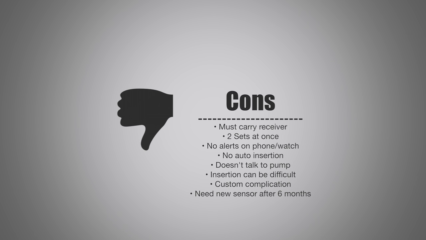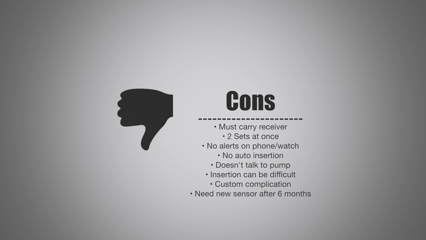You don't get alerts on your phone or watch, so you don't get that high alert or low alert right on your wrist, which would be super handy. There are no auto insertion tools like on the Medtronic sensor, where it's just one button. This could be a little bit harder for children or people who are skittish about needles because they actually have to go and put that needle in themselves. It doesn't talk to the pump, so you don't get that full picture of your insulin, your basal, your bolus, as well as your blood sugar over time.